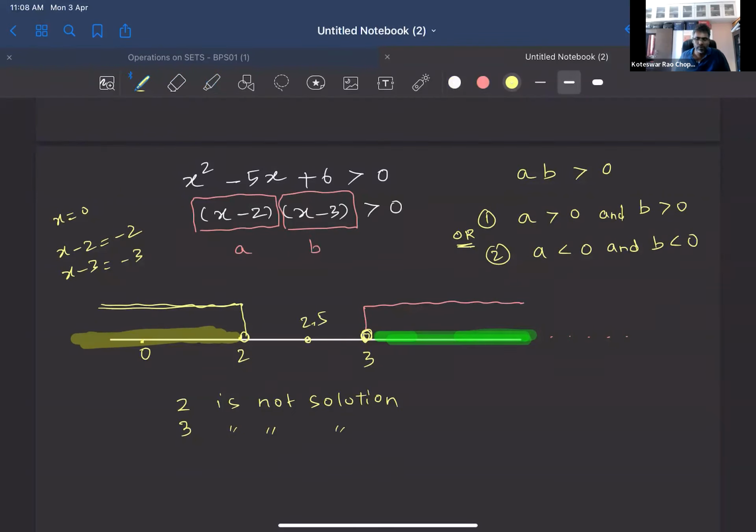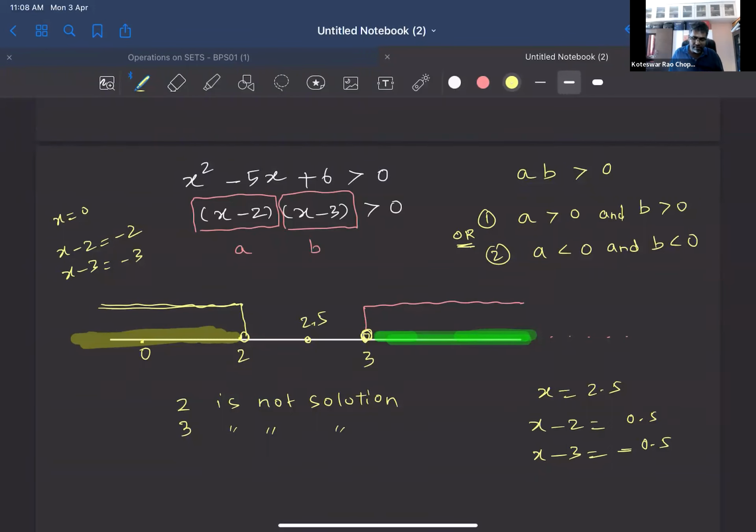What this 2.5 will do is, it will make the first factor positive, but the second factor will be negative, right? Because x will be less than 3. So 2.5 minus 3, for example, we will see that, okay? When you take x as 2.5, my x minus 2 will be 2.5 minus 2, which is 0.5, which is positive. But x minus 3 will become minus 0.5. So now you have a negative number getting multiplied with a positive number. So negative into positive will give you what? Negative.